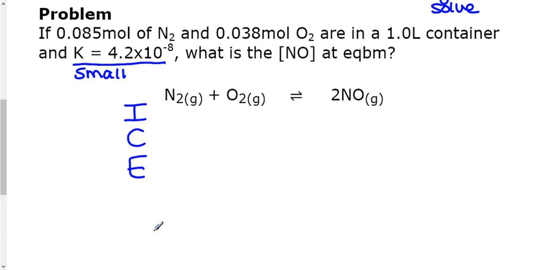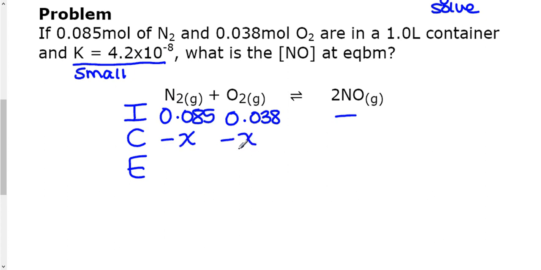So let's check your ICE table before going on. We've got 0.085 moles of nitrogen in a 1 liter container, so it's just 0.085 moles per liter. And same with oxygen, 0.038 moles per liter. Nothing with our products. We know we're going to lose some of our reactants, 1x. We lose some of our oxygen, 1x. And here we're going to gain some of our product, and it has to be a 2 here for 2x.